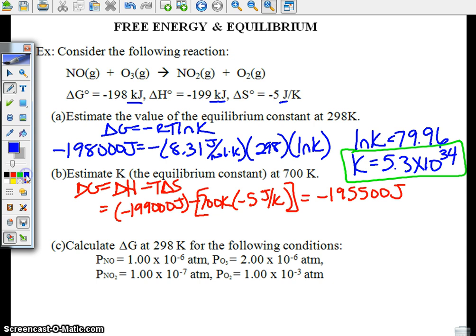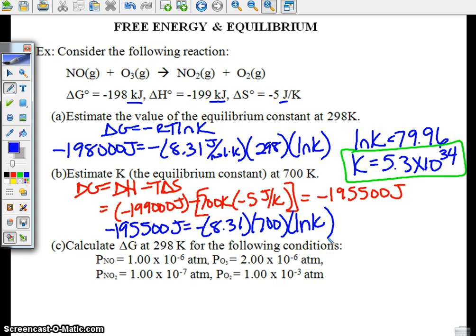And now I can take that new delta G and do the negative RT ln K with my new temperature. So I'm actually using two equations. I'm doing delta G equals delta H minus T delta S, and then I'm doing delta G equals negative RT ln K. So if you do change from that standard temperature, it's not just about changing the temperature in the negative RT ln K. You actually have to go back and do a new approximation for delta G. That's kind of the only twist.